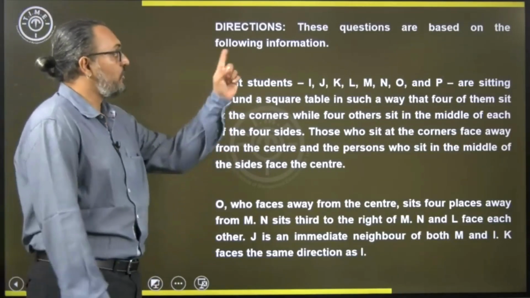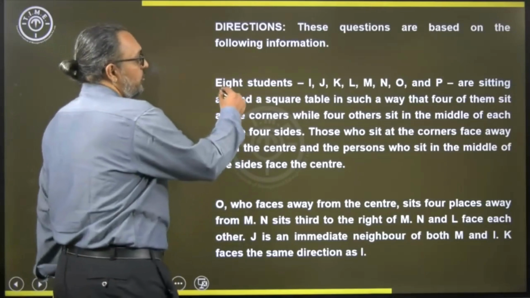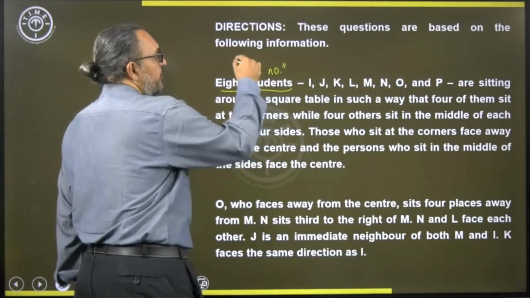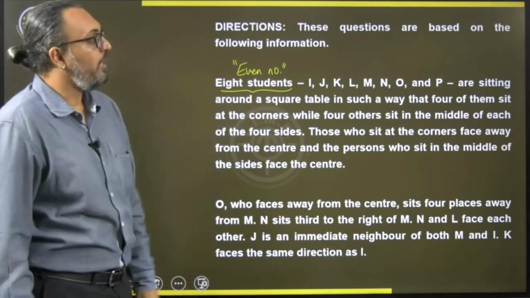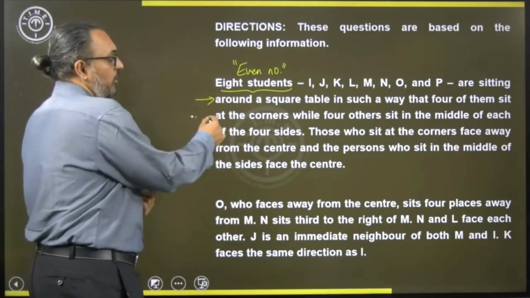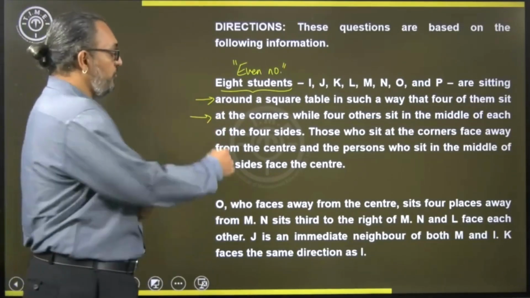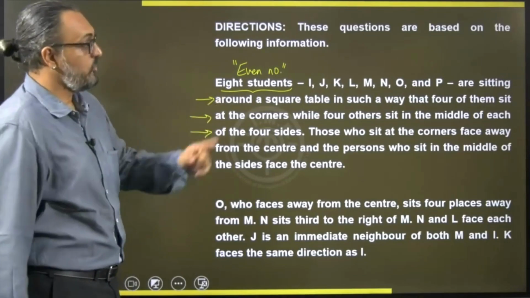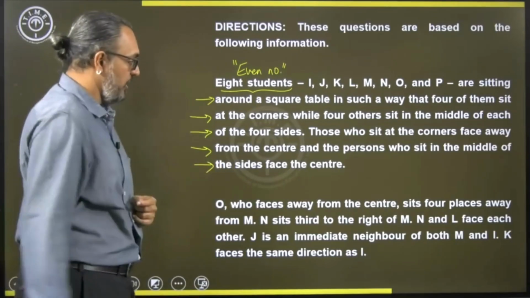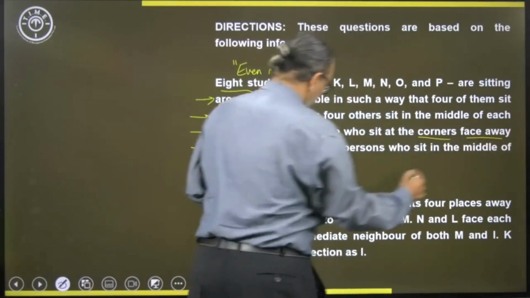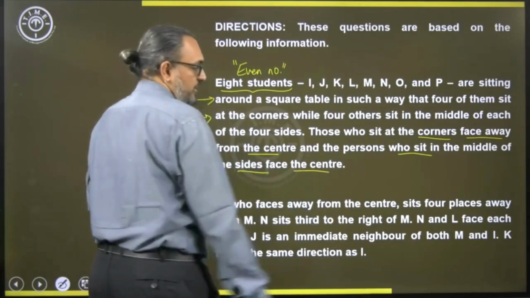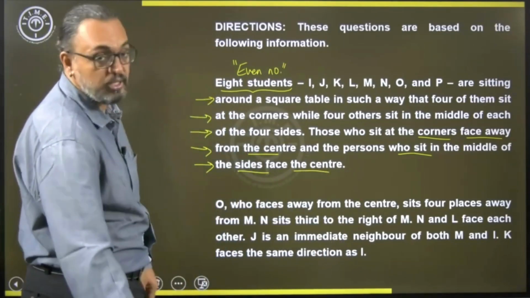Next. Again, these questions are based on the following information. So he says 8 students. 8 is again an even number, so definitely we will have opposites. I, J, K, L, M, N, O and P are sitting around a square table in such a way that 4 of them sit at the corners while 4 others sit in the middle of each of the 4 sides. Those who sit at the corners face away from the center and the persons who sit in the middle of the sides face the center. Okay. So this time we have corners facing away and those who sit on the sides face the center. So let's take that, then we'll come to the information.